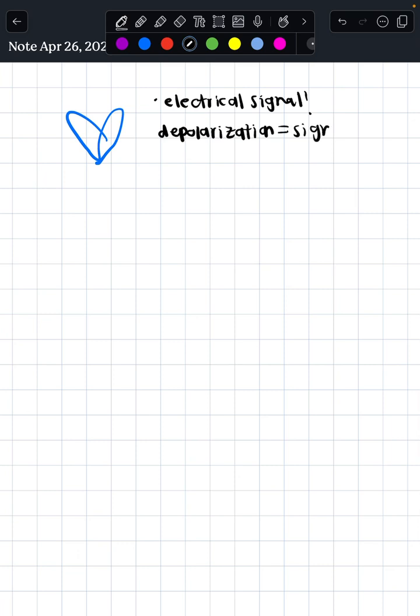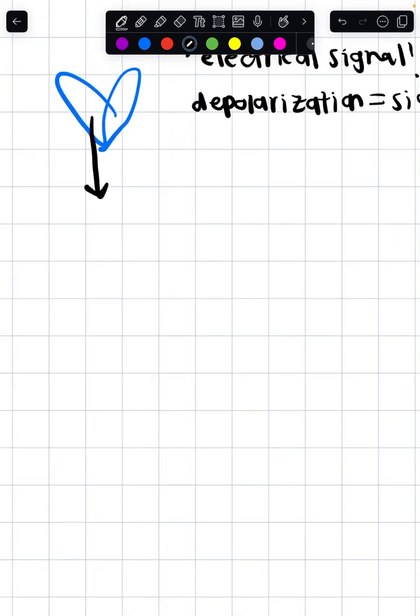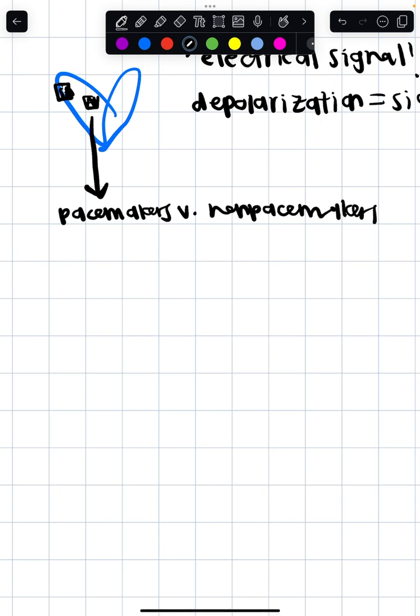And what's important to talk about before we get too into that is the structural anatomy of the heart. So in the heart, we have two different types of main cells. We have our pacemaker cells, which make up the SA and the AV node, and we have non-pacemaker cells, which are our cardiomyocytes. So pacemakers versus non-pacemakers. Our pacemakers are what they sound like. It's our SA and our AV node.